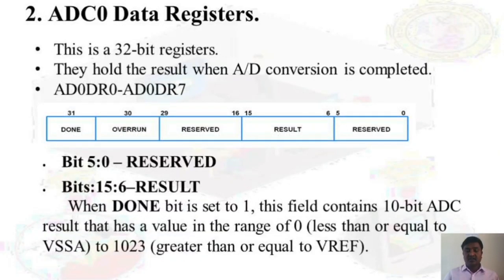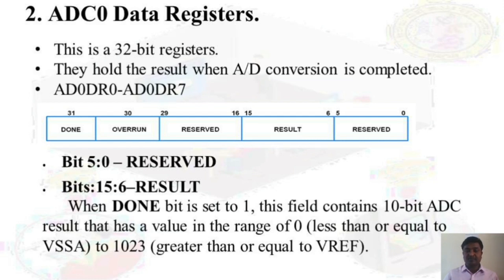As I said, in the ADC we have two registers, one is the control register and the other is the data register. The control register is also a 32-bit register. Now let us see the ADC0 data register. This is a 32-bit register that holds the result when the ADC conversion is completed. AD0DR0 to AD0DR7, that is a total of 8 registers.